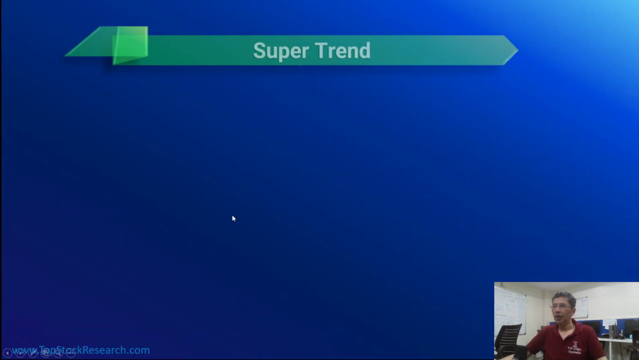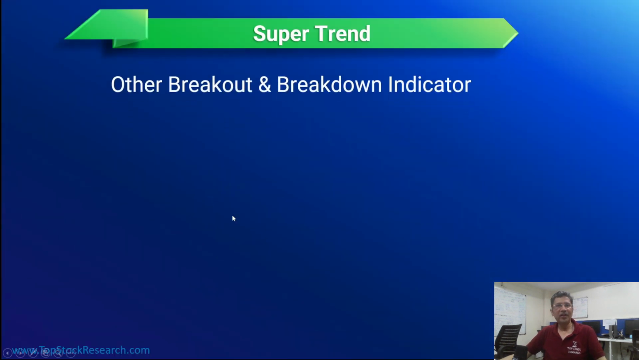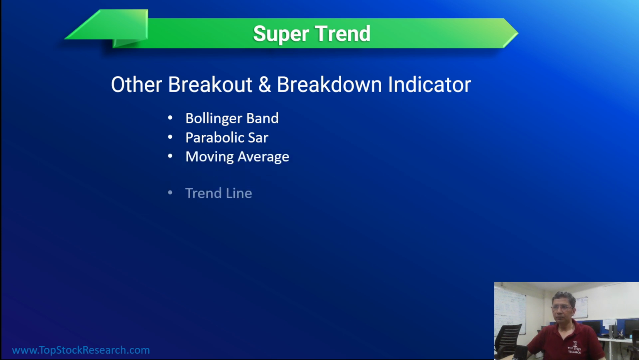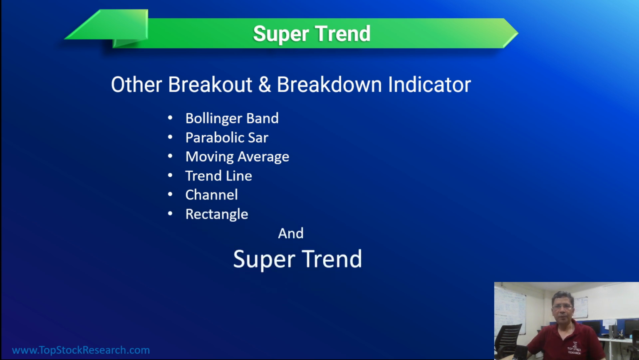Moving on, Supertrend. What it gives you, as we have seen, is buy and sell signals. So it's a breakout and breakdown. There are certain other indicators also. If you're familiar with them, then this becomes a lot easier, so we thought of mentioning them here, right? Bollinger Band, parabolic SAR, moving averages, trend line, channel, rectangle, triangle, and many more patterns are there. But the topic of discussion is Supertrend. The reason we brought this here is that if you are familiar with these concepts, it helps you understand Supertrend in a much easier way.